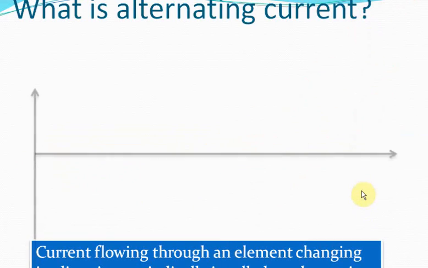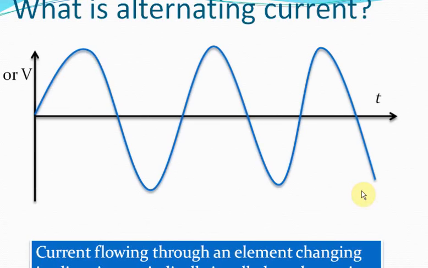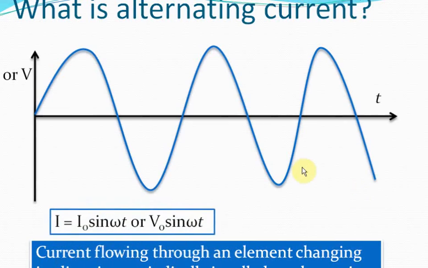So for example, this graph depicts an alternating current. As you can see, in this graph, the equation of the current or voltage variation with respect to time is either I0 sin omega t or V0 sin omega t, isn't it? As you can see, the current or the voltage here are varying sinusoidally with time, isn't it? So such a current is called alternating current.